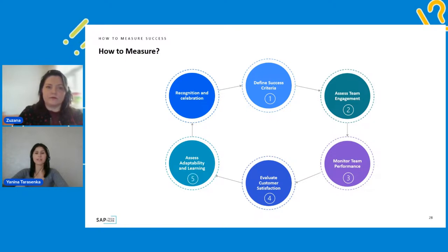The next step would be assess adaptability and learning. You can evaluate the team's ability to adapt to changing requirements and learn from feedback. And the last but not least, recognition and celebration. Just try to celebrate with your team even the minor victories so that your team knows that they are on the right way.